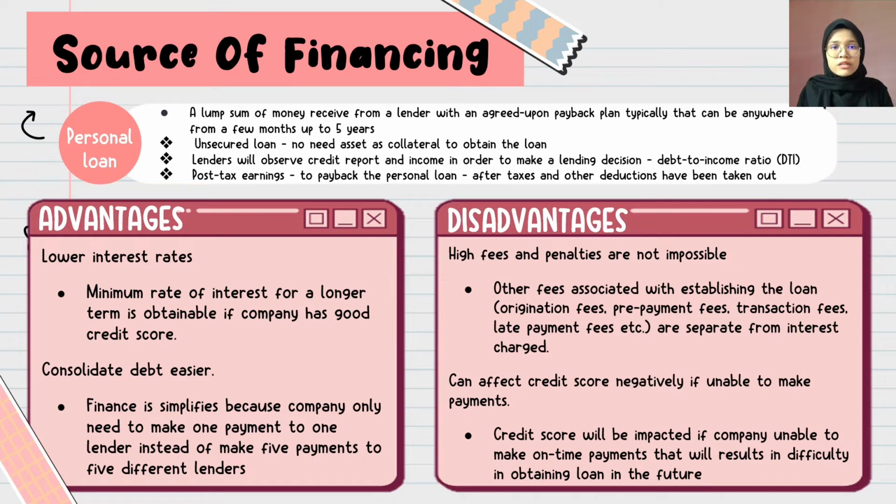Next, a personal loan can affect credit score negatively if the company is unable to make payments. Credit score will be impacted if the company is unable to make on-time payments, which will result in difficulty in obtaining loans in the future.